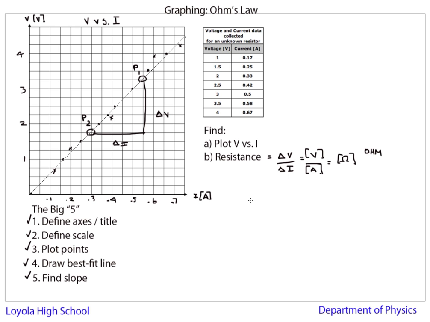So I'm going to list my data points, and I'm going to find the slope. Point 1 looks like, so I picked that point there, 0.55, 3.25. So that coordinate pair is 0.55, comma, 3.25. And this is I, and this is V. And point 2 looks like 0.3 and 1.75.